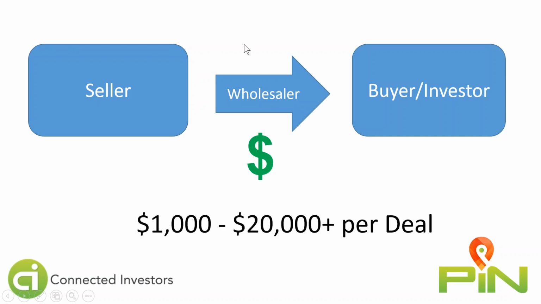Well, you can make anywhere from, say, $1,000. I've had wholesale deals where I've made as little as $1,000. That's okay. Still spends the same. I've had wholesale deals I've made over $20,000 on. So typically in residential wholesaling, you see $1,000 to $20,000. You decide how much you want to make. That's kind of the beauty of it. And of course, this is residential.